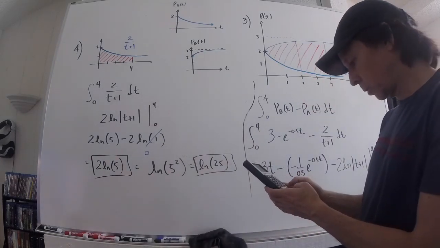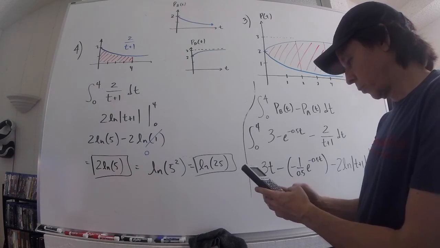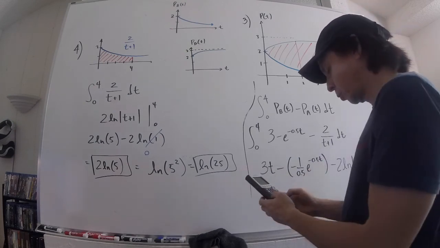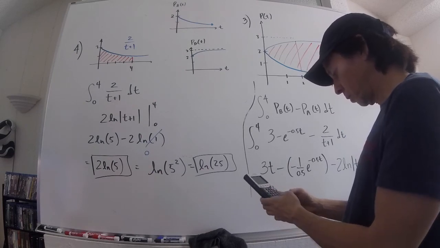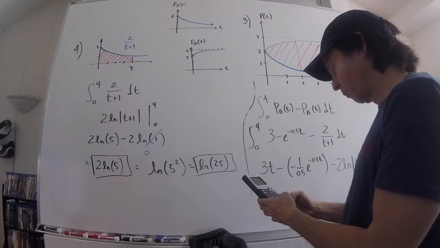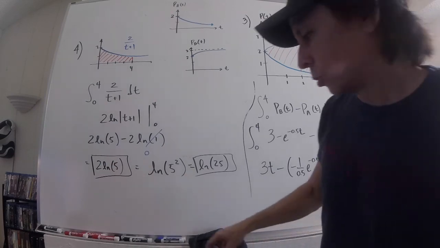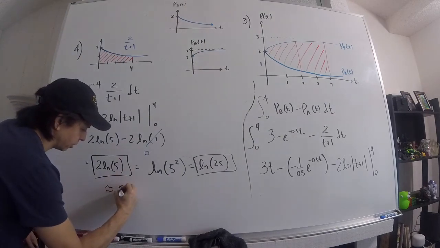They are equivalent, just using rules for logarithms. I don't want that. I want decimal approximation. So 2 ln of 5 is 3.2. You do ln of 25 as well. It should literally be the same thing. Ln of 25, 3.2. All right. So $3.2 million is approximately this answer.